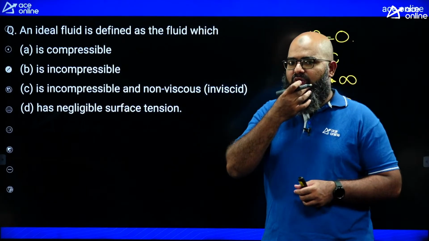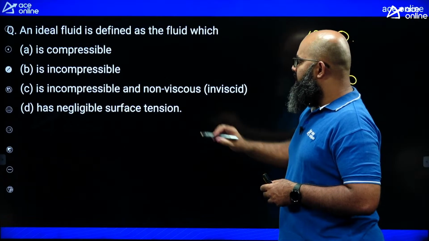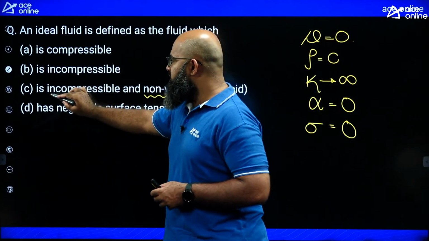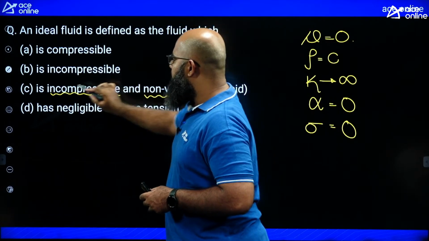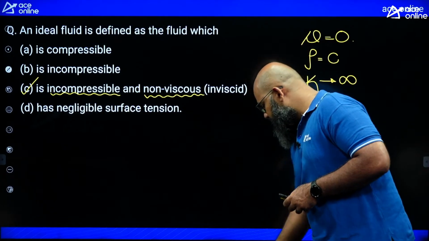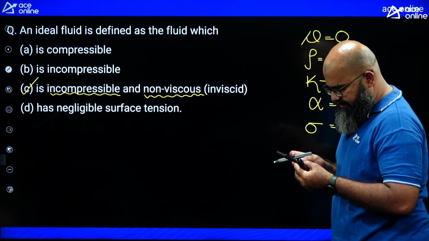Now, which option do you think is the best option over here? The primary property is non-viscous. Apart from being non-viscous, it is also incompressible. Therefore, the best answer over here is option C. Option C would be the correct answer. Very good.